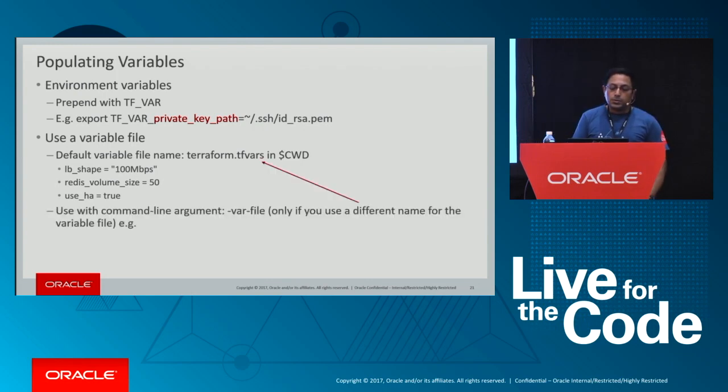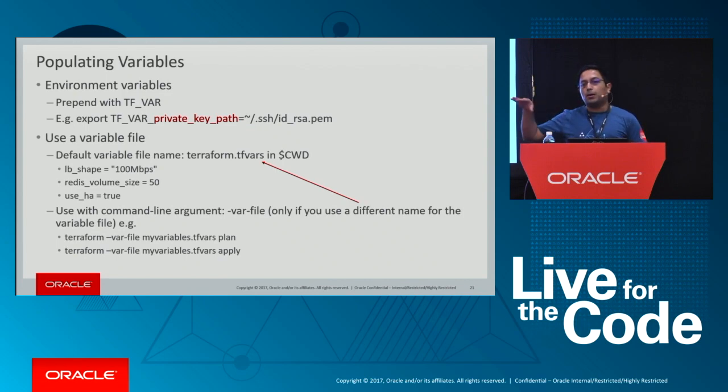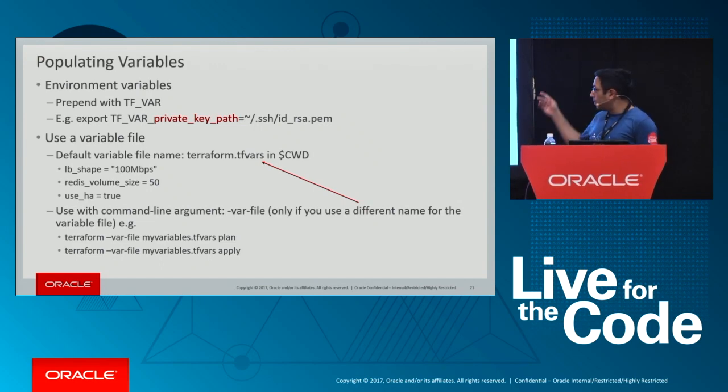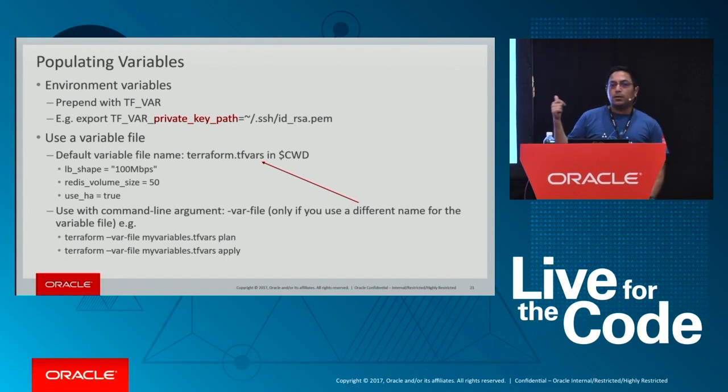Otherwise, if you're storing that variable file somewhere else, and you have named it differently, you need to pass as an argument the location of that var file. You can see over there, terraform -var-file my variables, only if one, you have named it differently, and two, it's in a different location to your current working directory, right? Pretty simple.